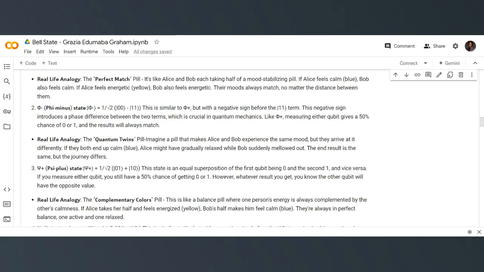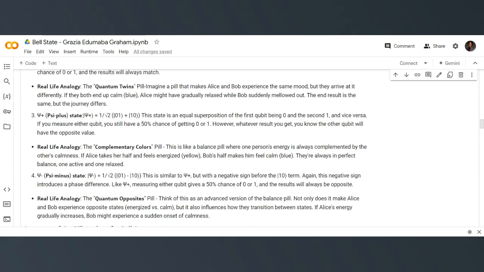Then we go to the psi plus state. Remember, there's a difference between the phi and the psi. So we come to the psi plus state. In this Bell state, there's an equal superposition of the first qubit being 0 and the second qubit being 1, and vice versa. If you measure either qubit, you have a 50% chance of getting 0 or 1. However, whatever result you get, you know that the other qubit will have the opposite. So that's the psi.